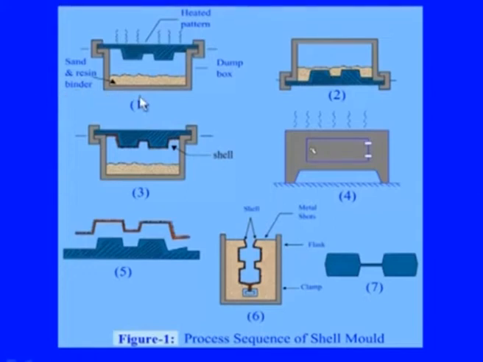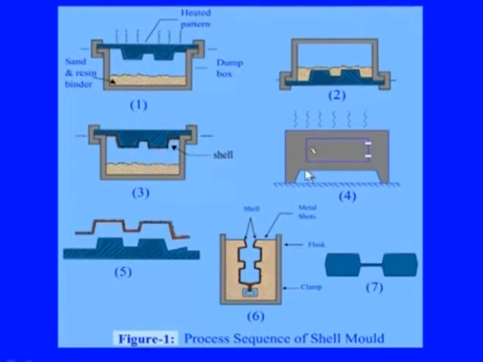In this first step, sand and resins with resin binder are kept like this. The pattern is heated to some extent. The entire thing is kept on this box. Now, the box is inverted, as can be seen in the screen. The cell is prepared like this. Again it is made upright.